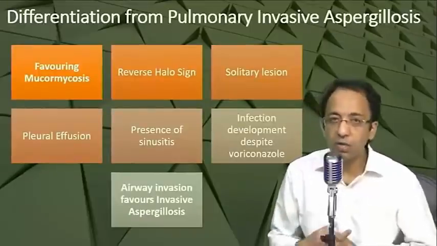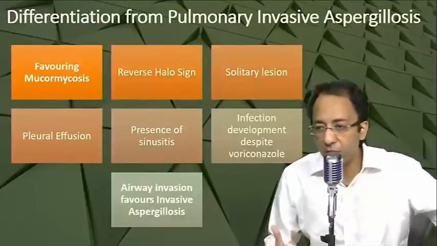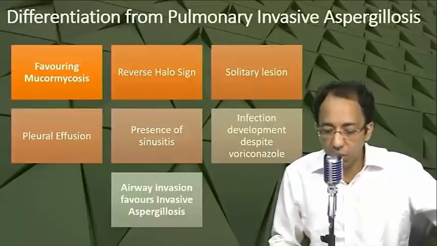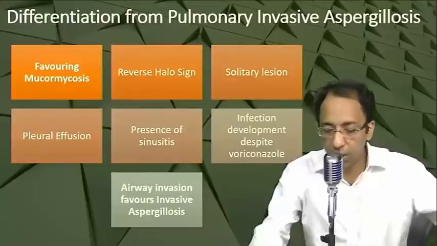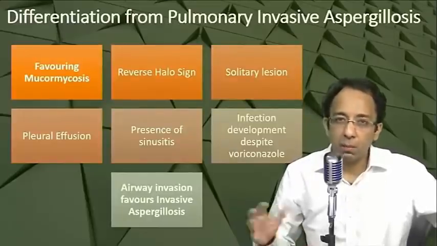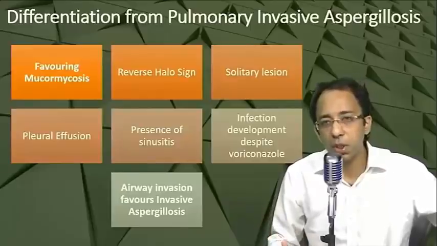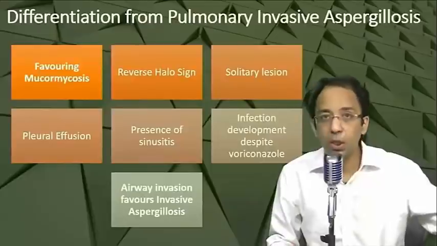So we need to differentiate between the two usual culprits, because the antifungal required for both of them would be different. So radiology helps in a way: if you see pleural effusion, if you have sinusitis, if you see reverse halo sign, in a diabetic patient or a patient on steroids, these are pointers towards mucormycosis. Okay, are you clear, everybody? Okay.